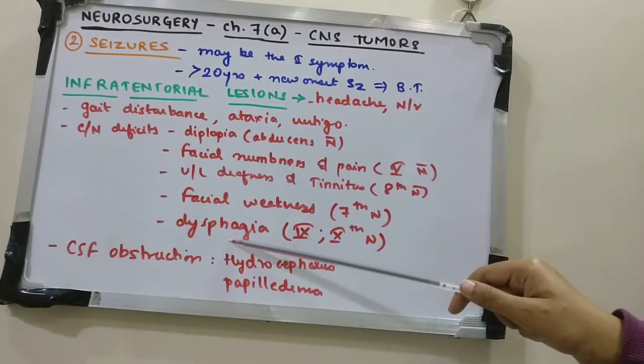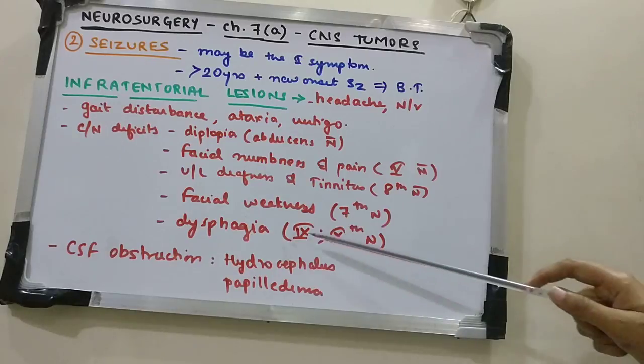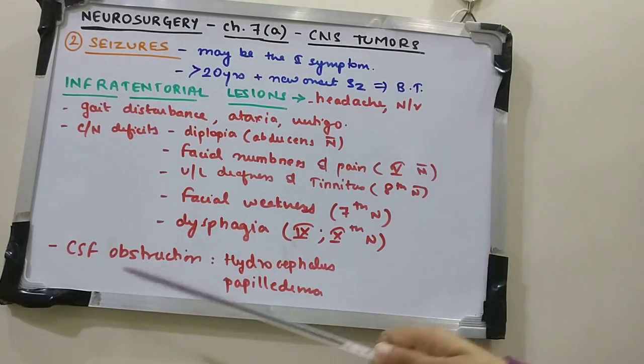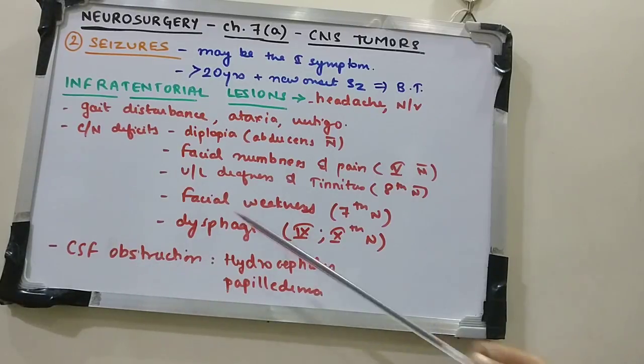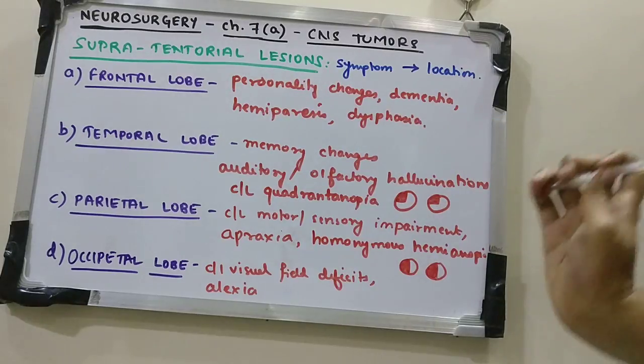If the patient is complaining of dysphagia, it is mostly because of affection of the glossopharyngeal and the vagus nerve. Now, infratentorial lesions can even present with CSF obstruction, which can cause hydrocephalus and papilledema. Okay, now moving on to the supratentorial lesions and their manifestations.